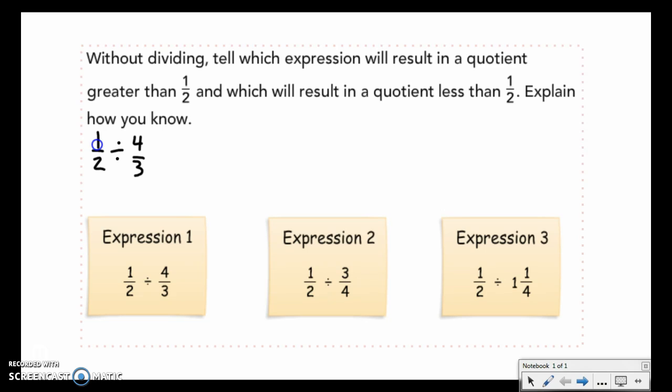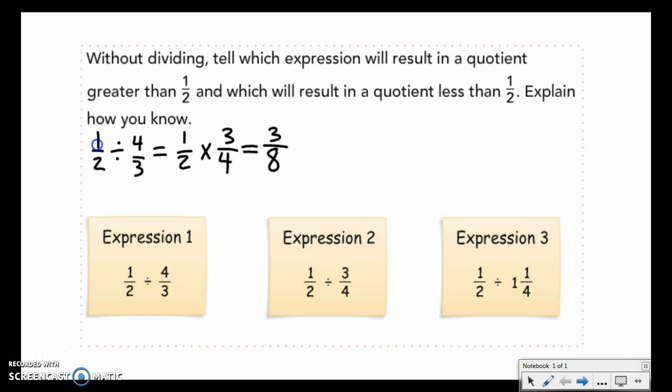Okay? If you were to use the reciprocal method, and we know this as keep, change, flip, the reciprocal method says that you are to keep the first fraction as is, change your division problem into a multiplication problem, and then flip your second fraction. So this is the same as 1/2 times 3/4. Alright? So we don't have to divide with this, and we can just multiply straight across. 1 times 3 will give us 3, and 2 times 4 will give us 8.